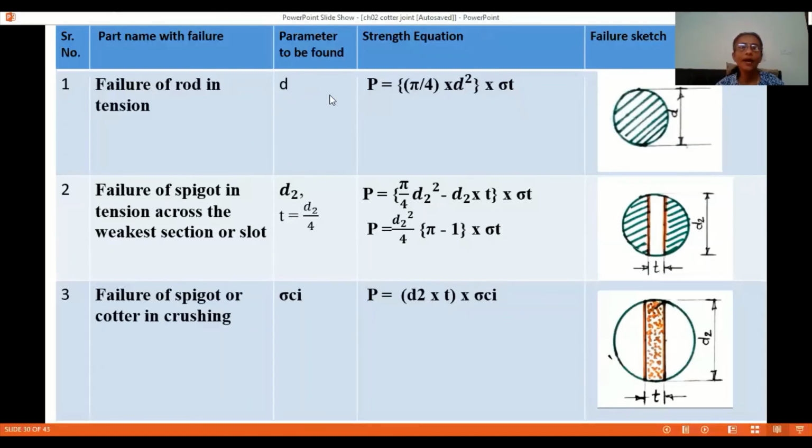First step is to find the diameter of the rod considering tensile failure. With this sketch, we will come to know that the strength equation is pi by 4 d square into sigma t.